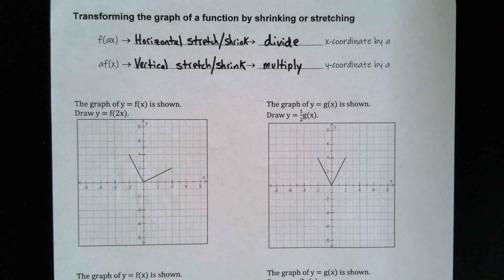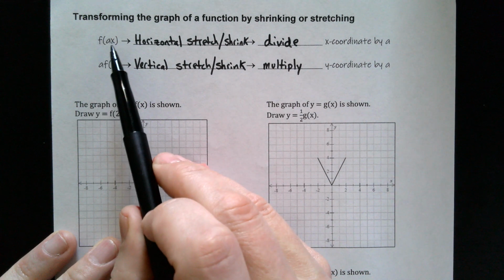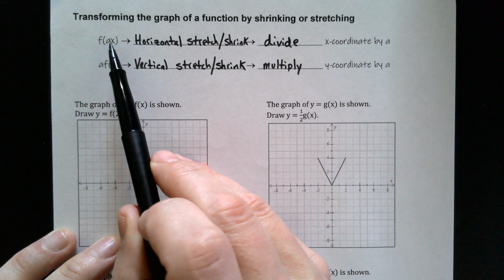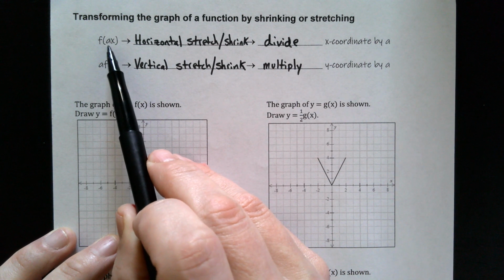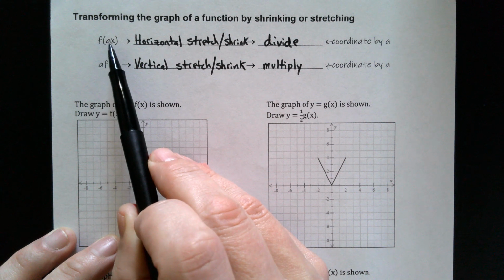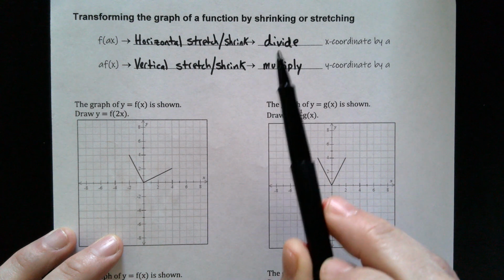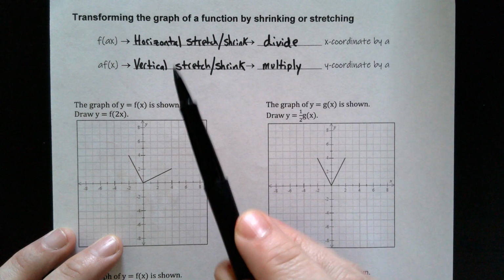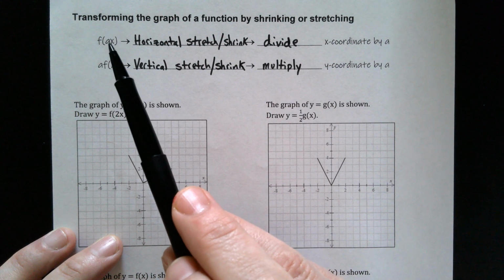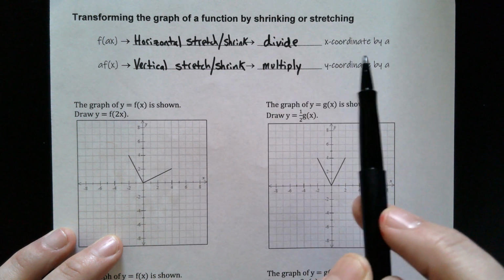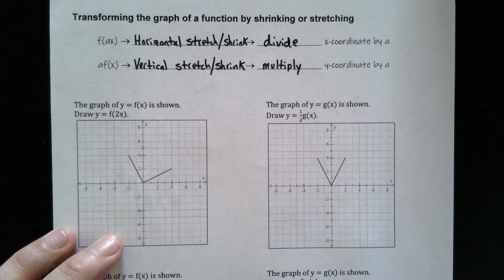In this video, we're going to be looking at transforming the graph of a function by stretching or shrinking. Okay, so we've got two cases. If you are multiplying by something on the inside, so something's multiplied by the x on the inside of the function, then that's going to be a horizontal stretch or shrink, and that means we're going to divide our x coordinates by whatever that thing is. Whatever that a is, we will divide the x coordinate, and we'll leave the y coordinate alone.